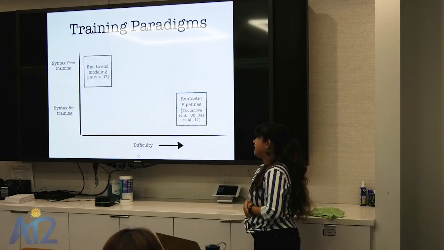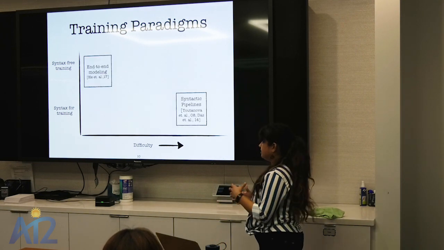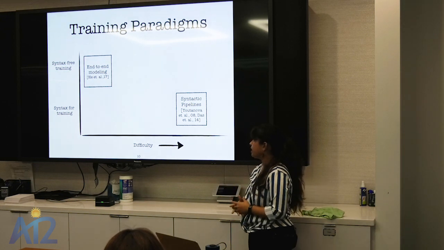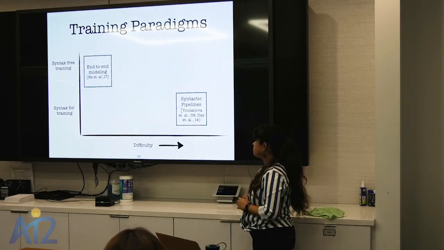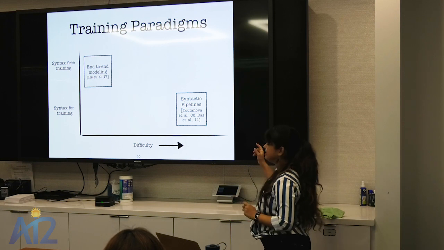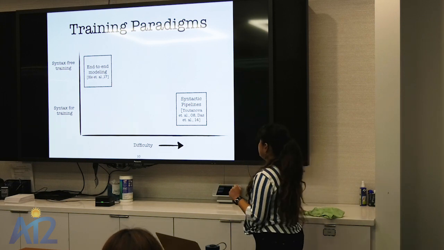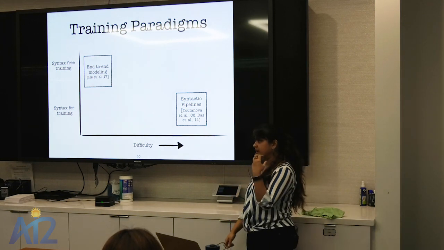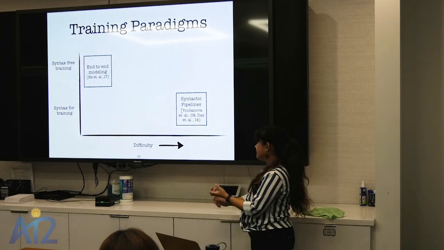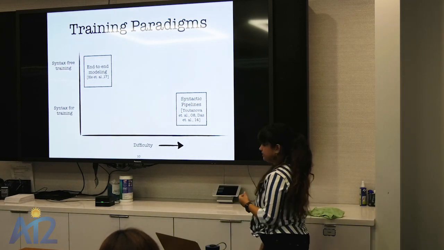So we just saw that end-to-end modeling is syntax-free. You don't need to have access to any syntax during training. And we saw that syntactic pipelines have this problem of cascaded errors. You make an error in prediction of the syntax, and then that propagates to the next phase.